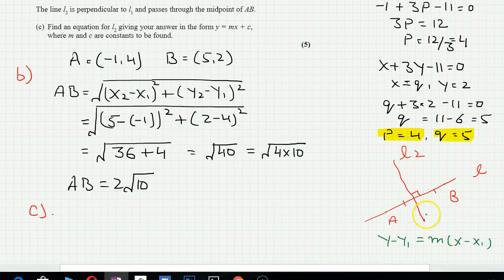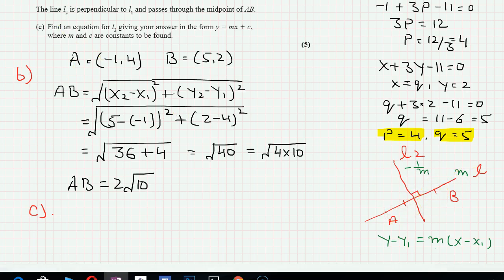This is a perpendicular. So if the slope of AB is m, the slope of L2 line will be minus 1 over m. We know very well. So this is the slope we can get. This is the midpoint of AB. We know where AB is, so we can get the coordinate of the midpoint of AB.